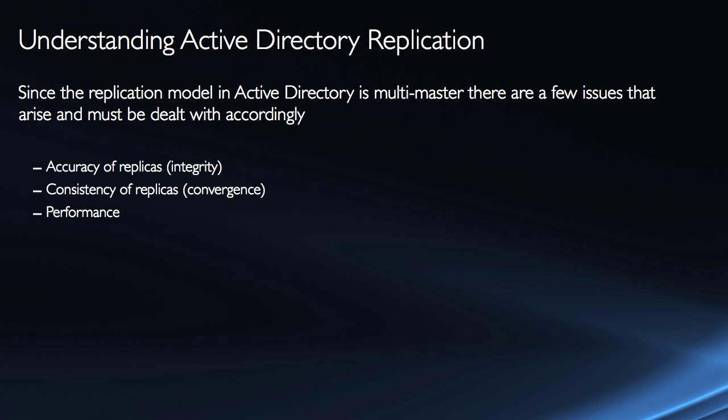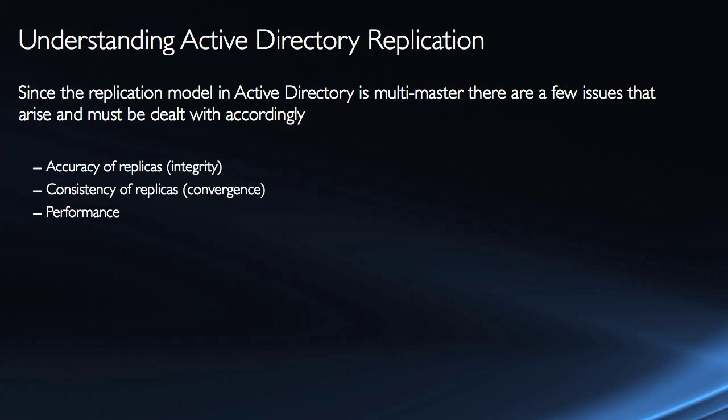Multi-master, though, will cause us to have a few issues that can arise, and we need to deal with these accordingly. The first issue is the accuracy of the replicas, or integrity. We need to make sure that replication is occurring. If replication is not occurring, then we have domain controllers that have out-of-date information. Monitoring replication and monitoring errors can help us to do that.